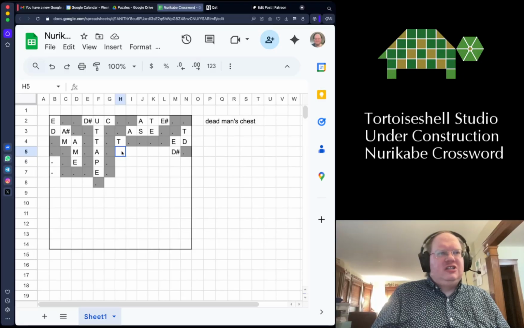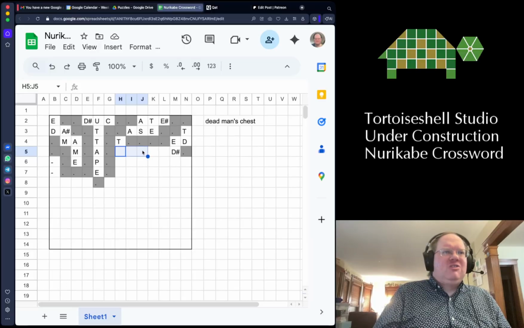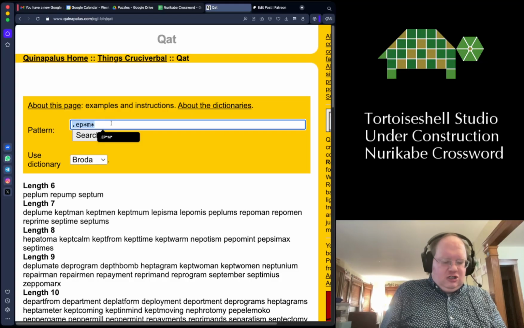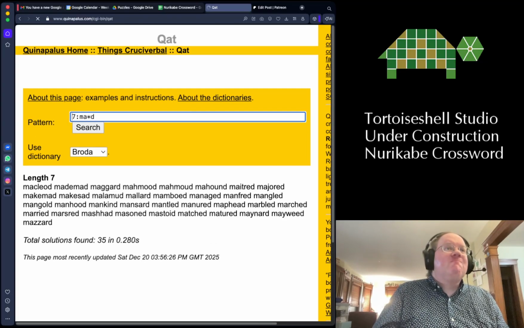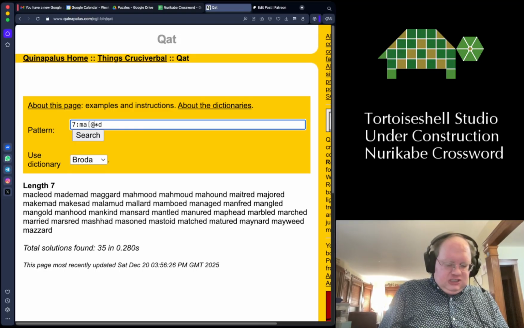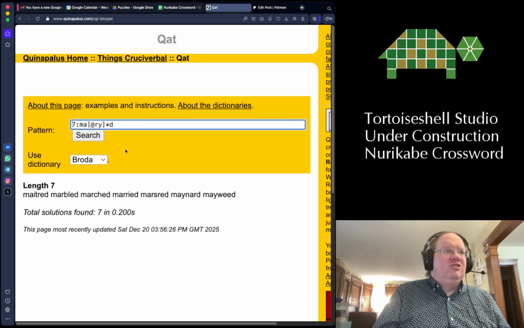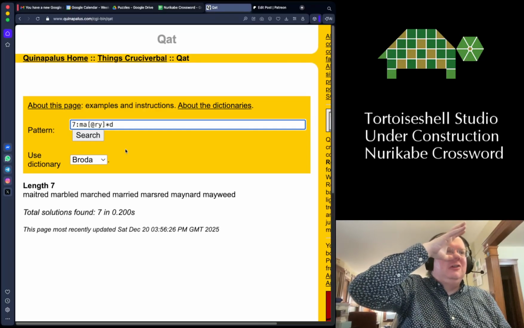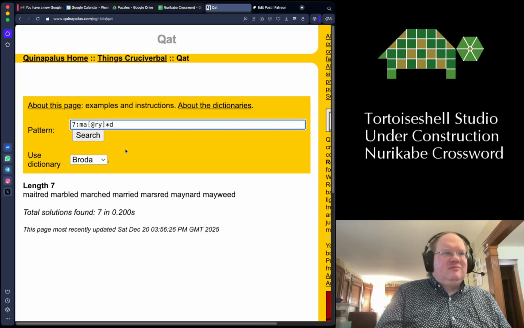So then what is in here? It does look like we're having something like maimed, but it'd have to be one letter longer. And let's put in here vowel, Y. Maitre D. Tighter test. Maynard, Mayweed.